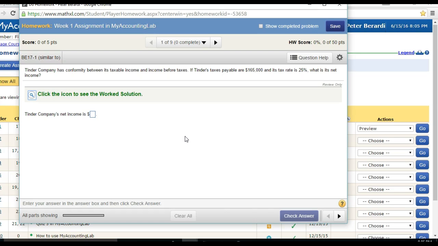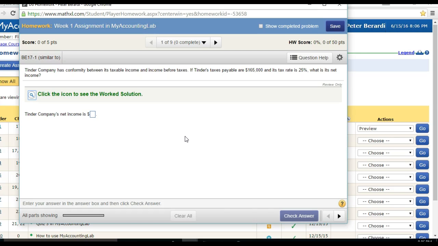So the way to approach this problem is the taxes payable is already given to us, so we don't have to compute that. This is one of those work your way from the bottom up problems instead of a problem in which you start from the top and get to a solution. It's basically working your way up. So to get to net income, we first start by taking the taxes payable of $165,000 or whatever number is in your problem.